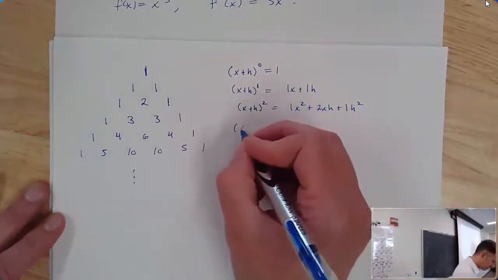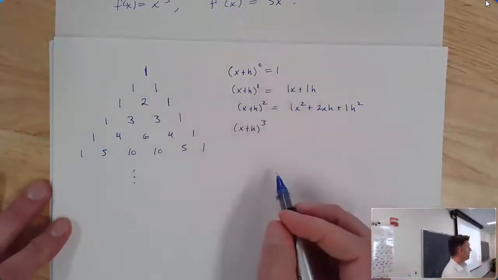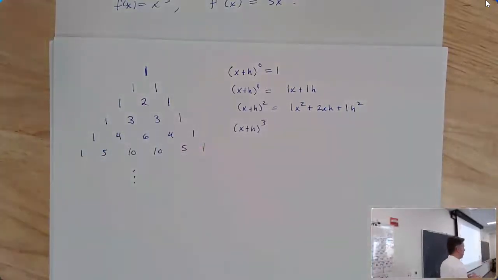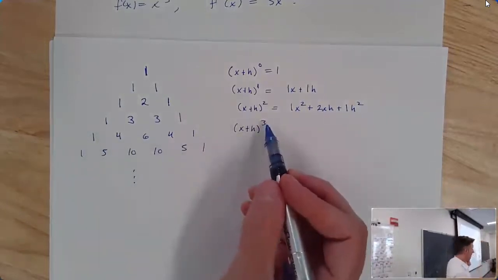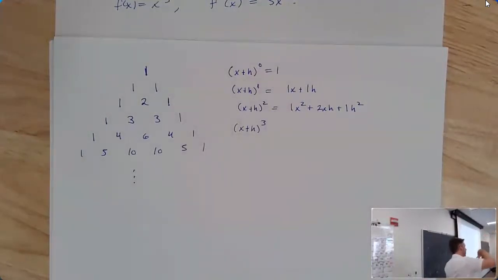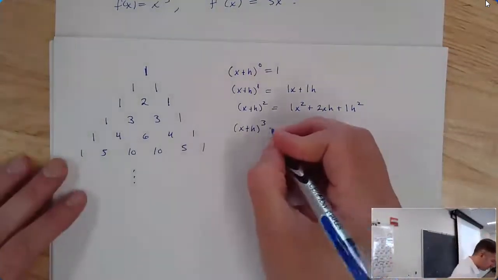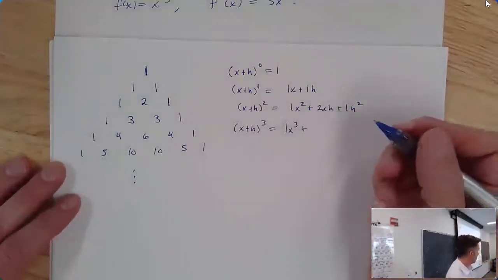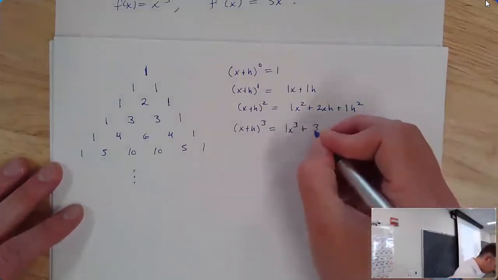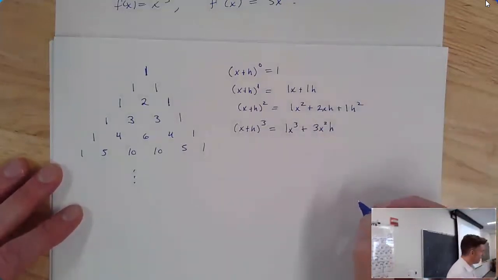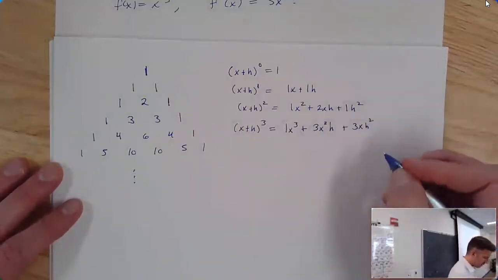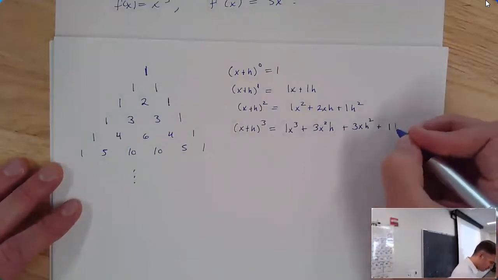So if I want to find x plus h cubed, I know the coefficients are going to be 1, 3, 3, 1. And the pattern for how the powers work is, you start with either variable. I'm going to start with x. So whatever your power is, 3. And then you just let that variable decrease in power and the other one increase in power. So my first term is going to be 1x cubed. My next term, I'm going to let the power of x decrease and the power of h increase. So I'm going to get 3x squared h. Then my next term is going to be 3x to the 1st, h to the 2nd. And finally, my last term is 1h to the 3rd.